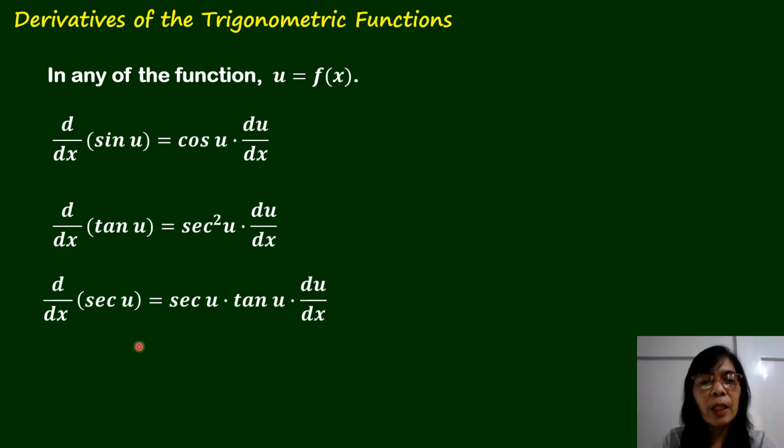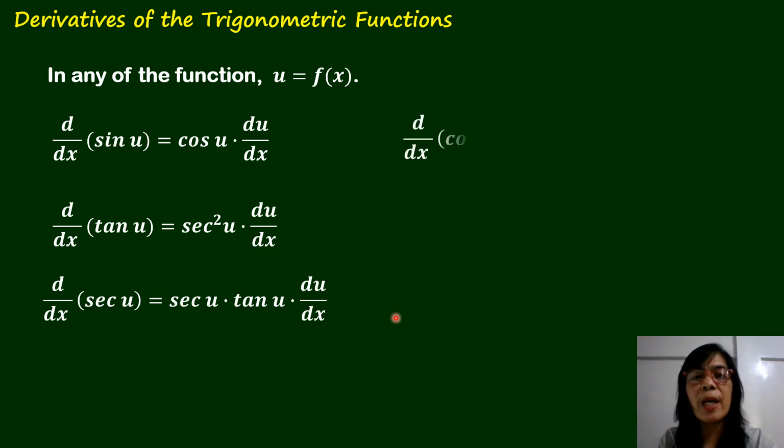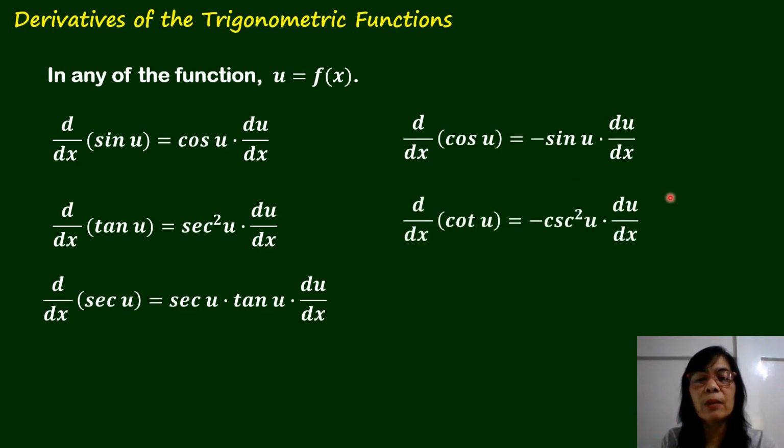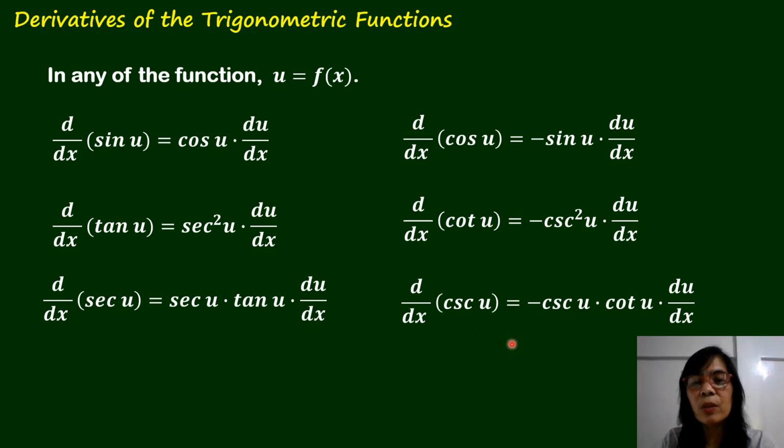The derivative of secant angle is equal to secant angle tangent angle times the derivative of the angle, while the derivative of cosine angle is equal to negative sine angle times the derivative of the angle. The derivative of cotangent angle is equal to negative square of cosecant angle times the derivative of the angle, and the derivative of cosecant angle is equal to negative cosecant angle cotangent angle times the derivative of the angle.